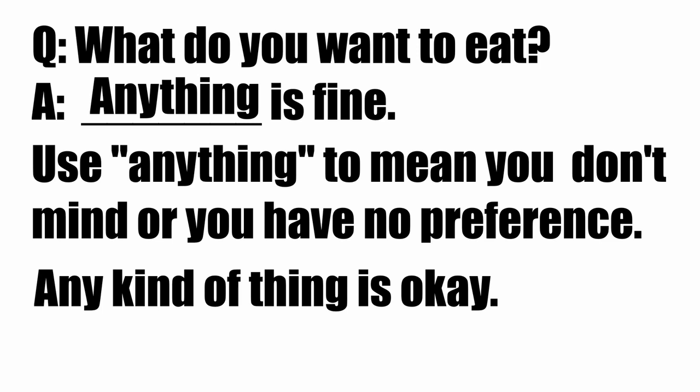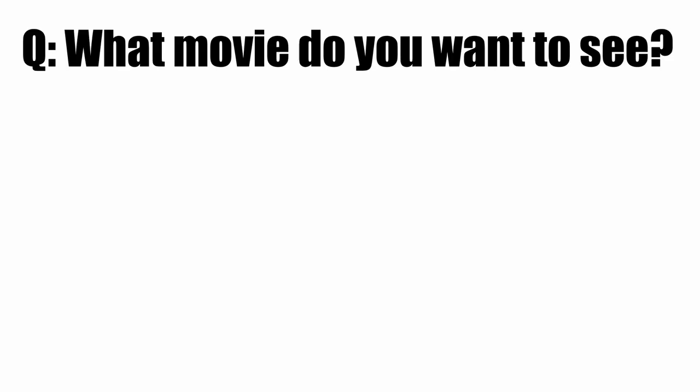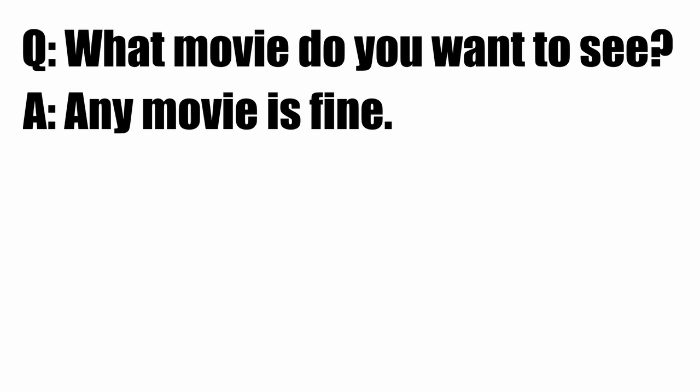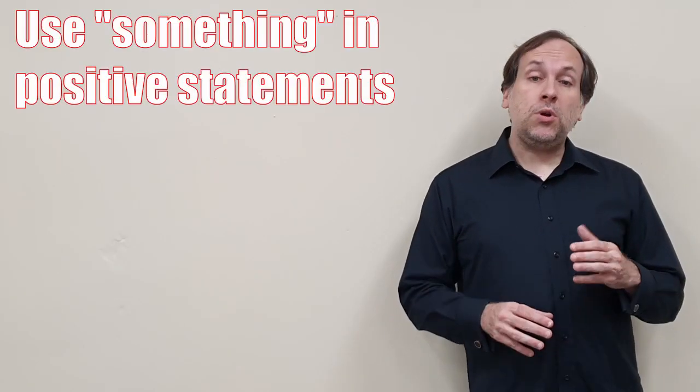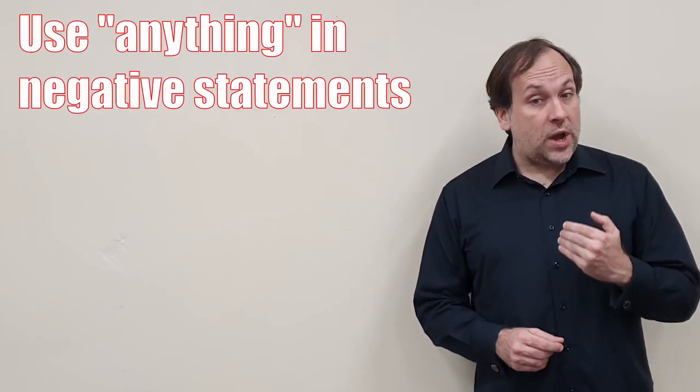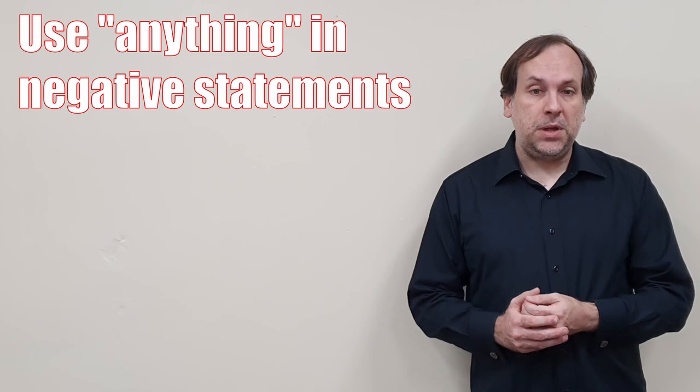So, what do you want to eat? Anything is fine. You could use any words to indicate that you don't have a particular preference. So, here are some other example sentences. What movie do you want to see? Any movie is fine. Where do you want to go? Anywhere. Generally speaking, something is more common in positive statements, and anything is more common in questions and negative statements.